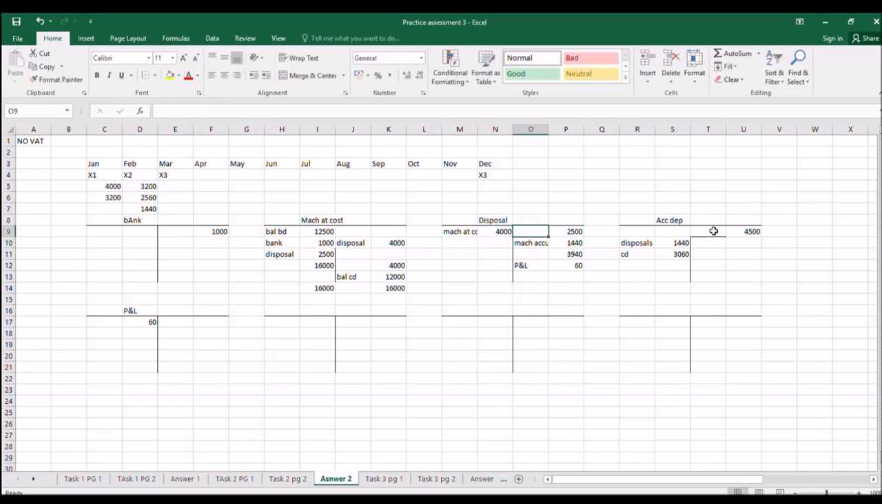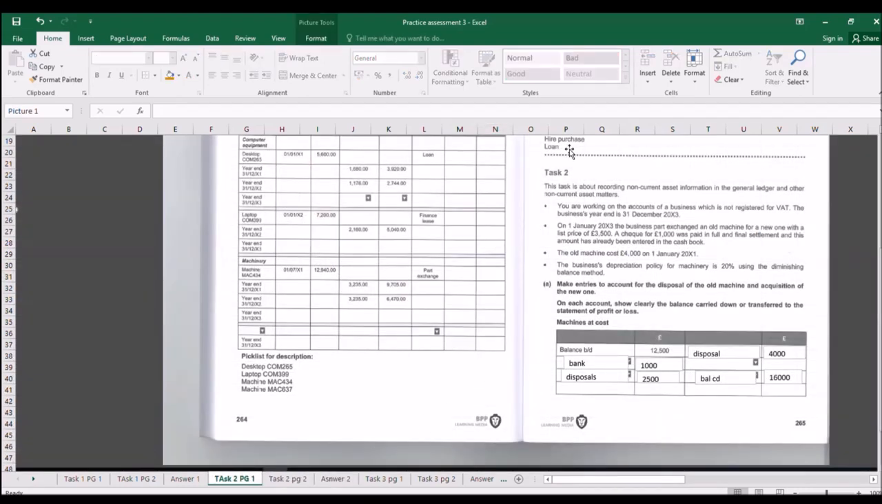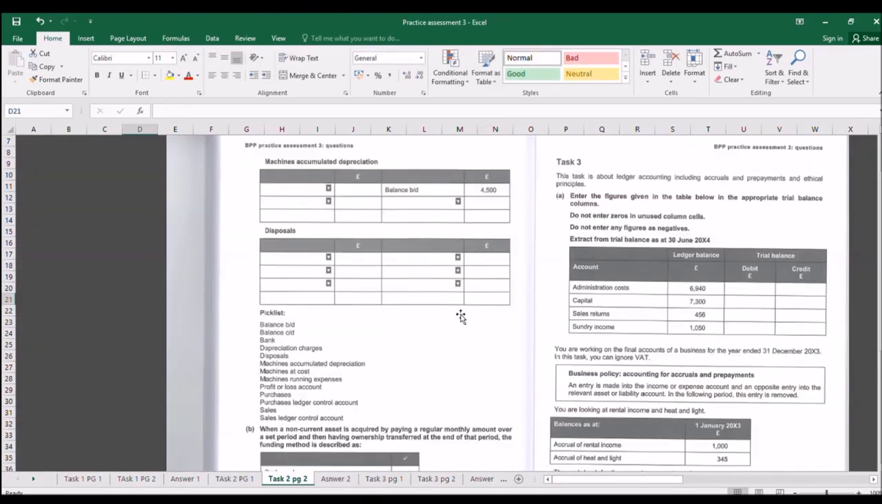This is machinery cost, 2,500 in there. I'll just do that, and that's the P&L profit and loss account on there, so that will be that, and the balance carried down will always be zero on that. Right, so that I think is this task done. So that's that first part of it. Let's see the second part of it.